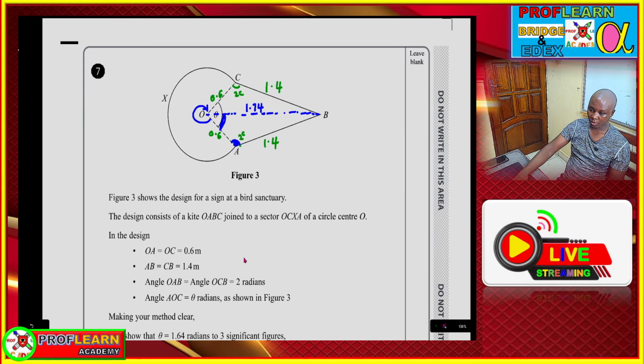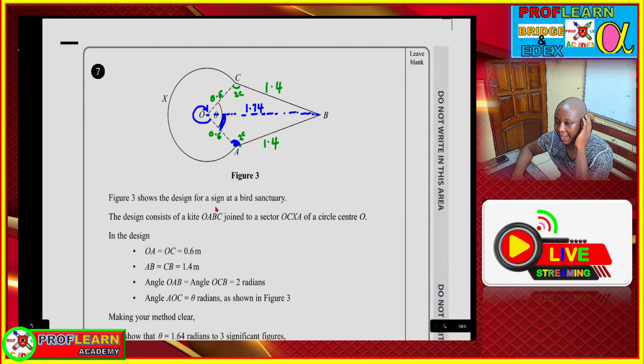Make sure also you are in a position of finding area of a sector, area of a triangle, arc length, and perimeter.